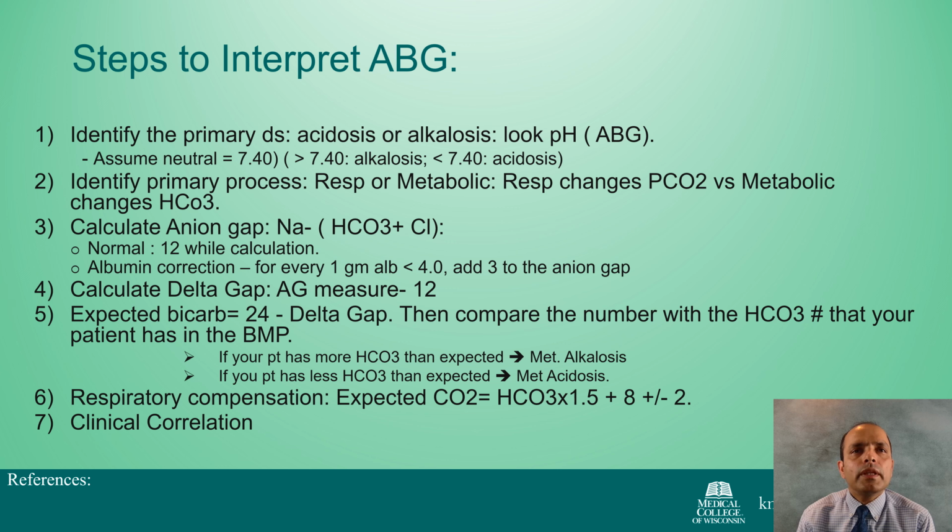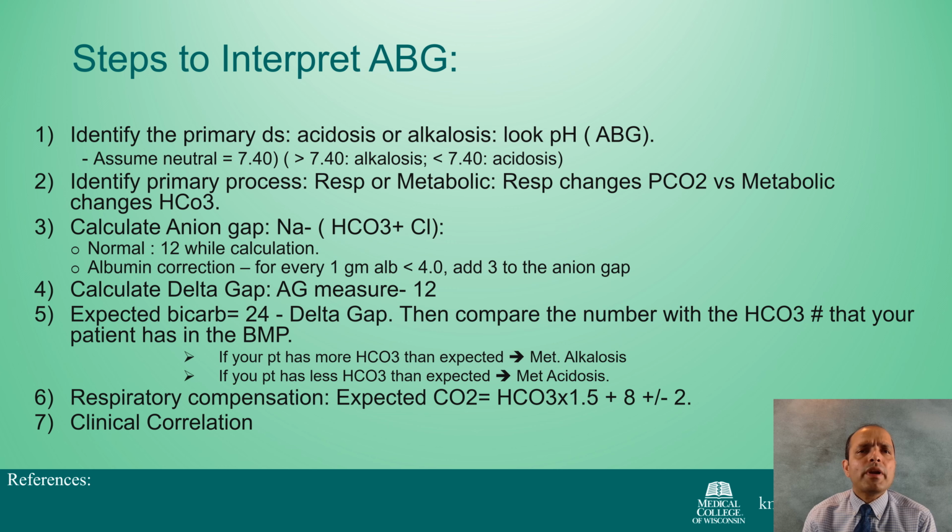So let's talk about steps to interpret ABG. You start with identification of the primary disorder, whether it's an acidosis or alkalosis. How do you do that? You look at the ABG pH. So we already talked about the normal pH range, 7.38 to 7.42. But for practical purposes, anybody with pH more than 7.40 has alkalosis. Anybody with pH less than 7.40 has acidosis.